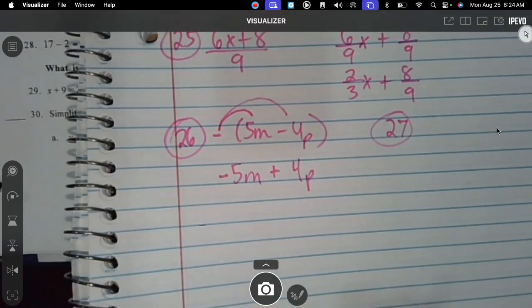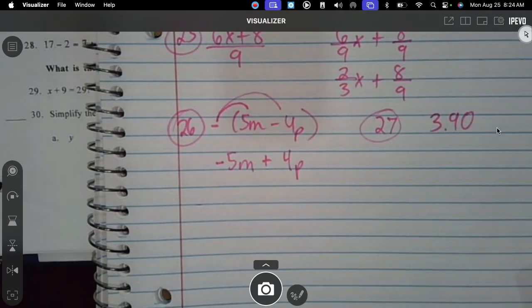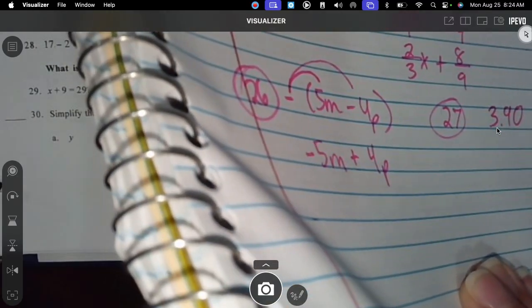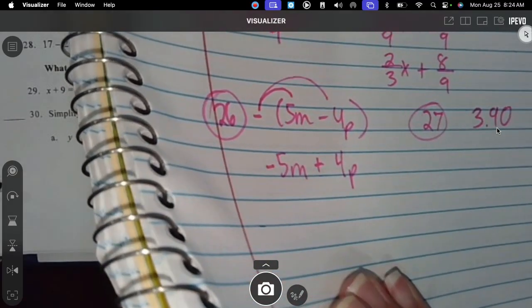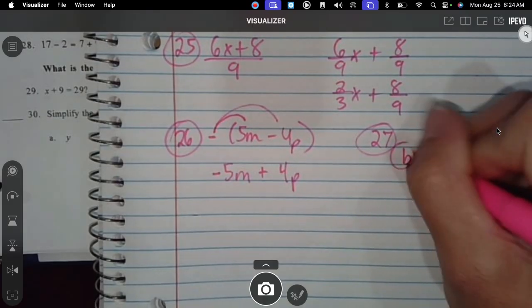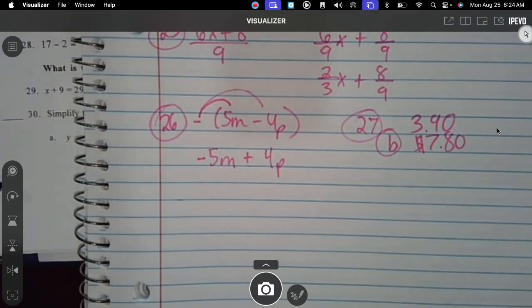Oh, this one was mental math. Magazines are $3.90 each. How much do 2 magazines cost? You just multiply by 2. What'd you get? $7.80. That was answer choice B. $7.80. You just multiply by 2, or just add them together. $3.90 and another $3.90.